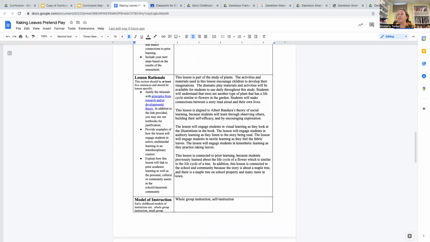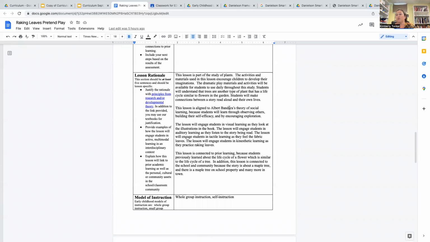Lesson rationale must be included. You must say, why am I doing this lesson and why now? So as you can see, I said it's part of our plant study. The activities encourage students to develop their imagination. The dramatic play materials and activities were available throughout the study. Students will understand that trees are another type of plant that has a life cycle similar to flowers in the garden. They'll make connections between a story read alone in their own lives.